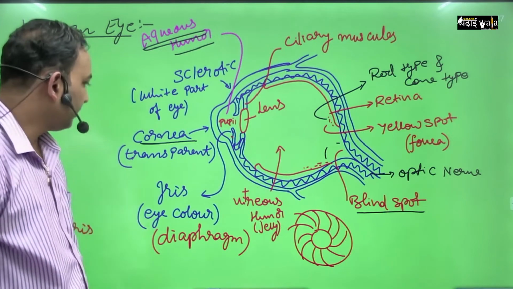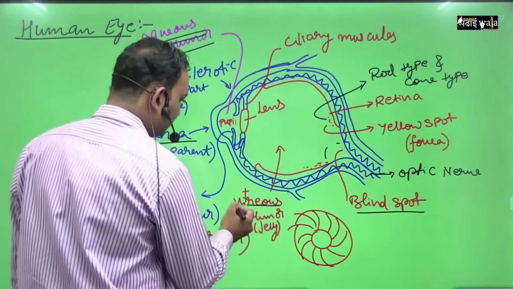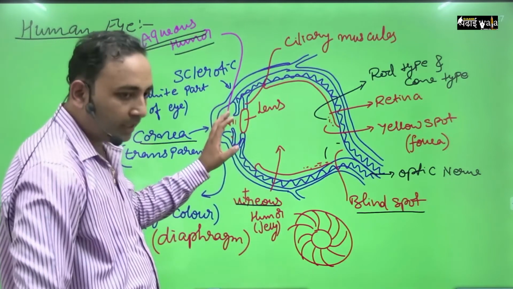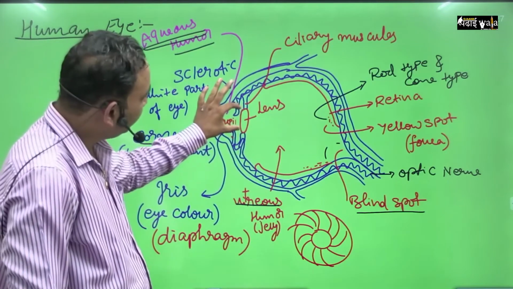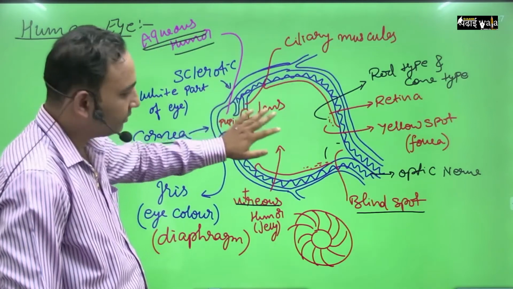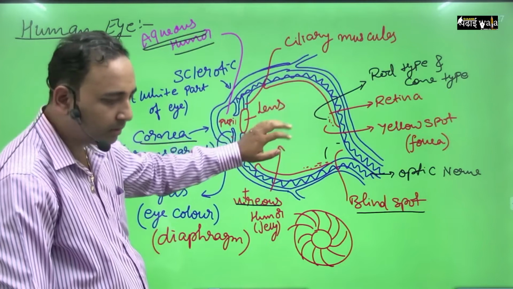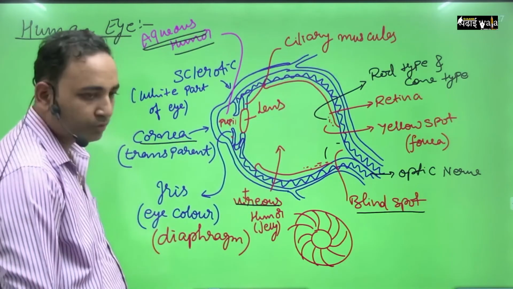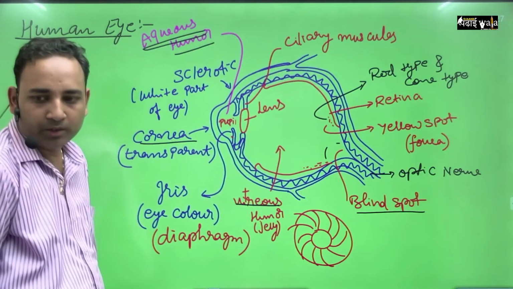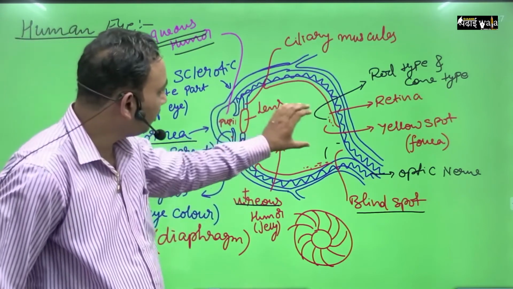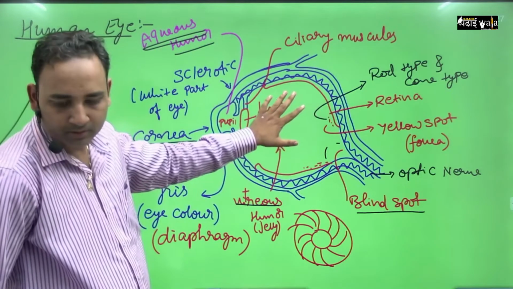Now next is vitreous humor. In the eye, between the retina and the lens, this space is filled with another liquid known as vitreous humor. It is the liquid inside the eye, in the part between the lens and the retina. Okay? So write next.